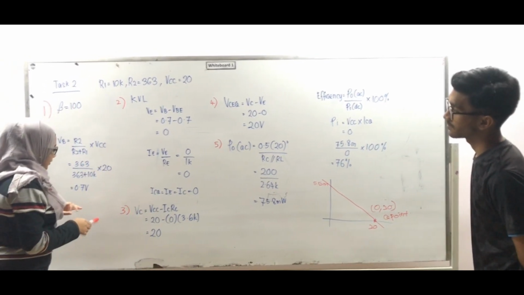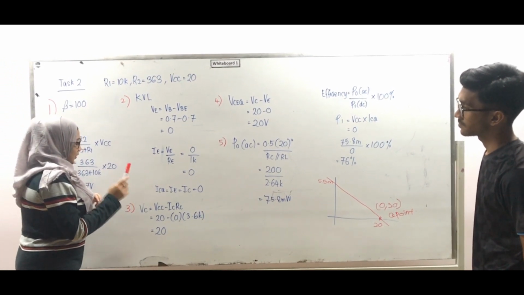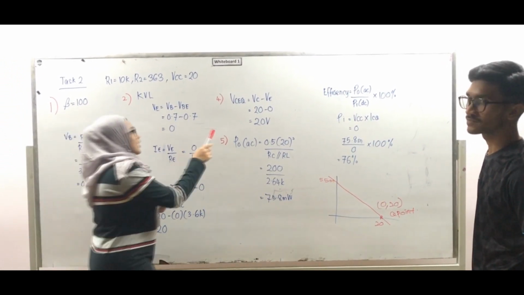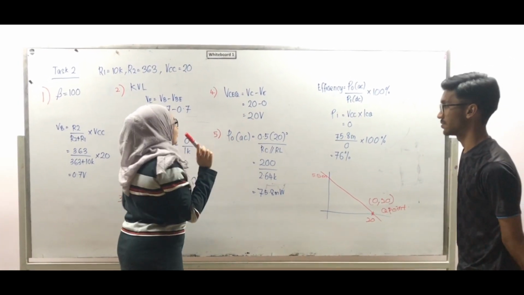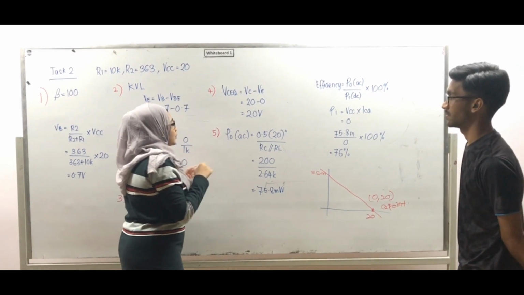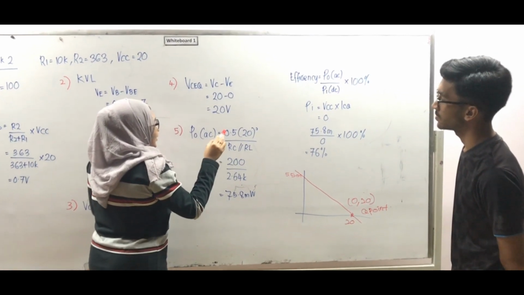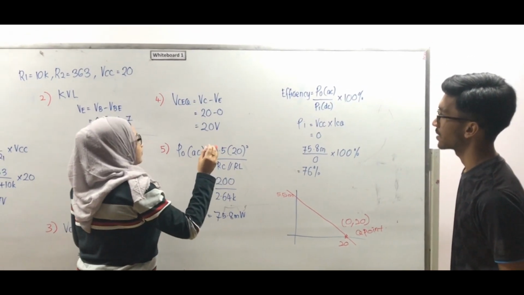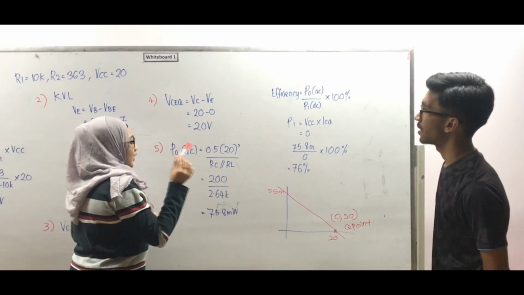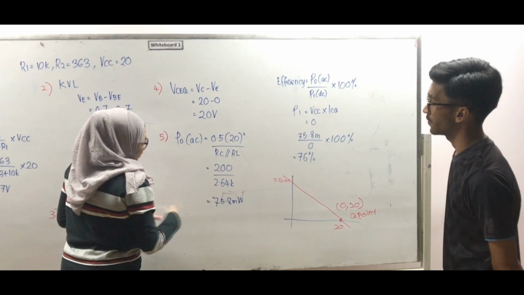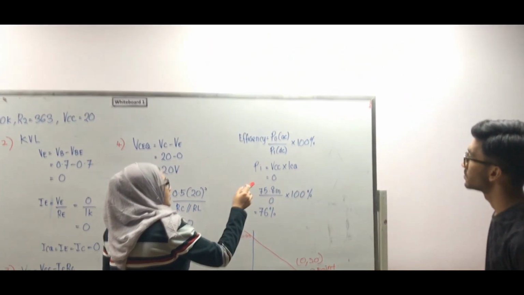Okay, the third step is VC. The formula is VCC minus ICRC. So we get 20. For VCEQ, VC minus VE, we get 20 volt. For the power output AC, the formula is 0.5 multiplied by 20 squared over RC parallel to RL. So we get 75.8 milliwatt. The power input is equal to 0.